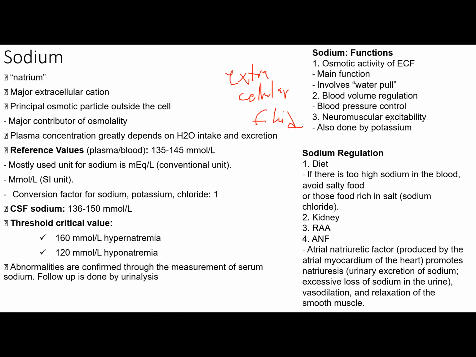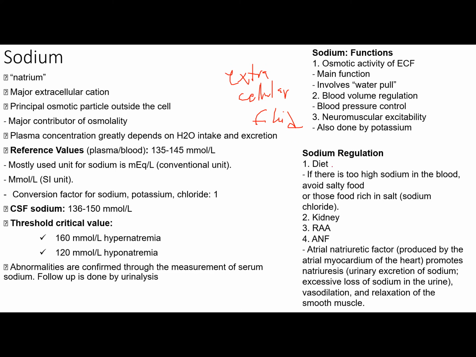Then we also have your neuromuscular excitability, which is also done by potassium. So dalawa sila ni potassium class. Sodium and potassium would control neuromuscular excitability. Now, how is sodium regulated in the body?